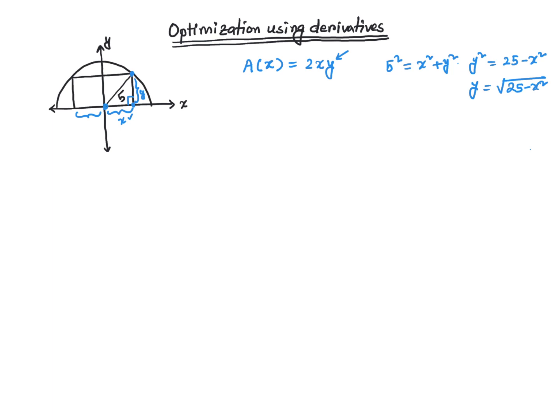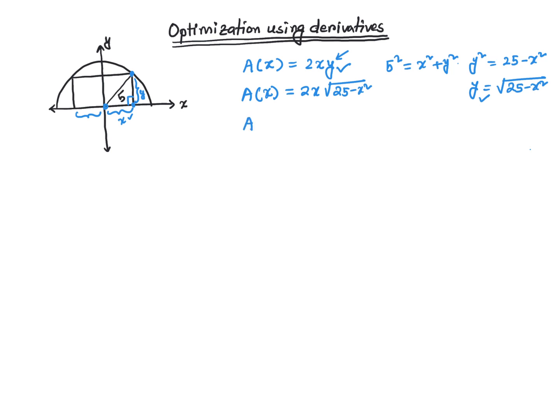At this point, I'm going to take this y and plug it in right here. So my A of x, the area of the rectangle as a function of x, is going to be 2x times the square root of 25 minus x squared. Now we want to optimize. In our case, optimization implies finding the maximum area, the rectangle with maximum area. So we need to take the derivative of it.